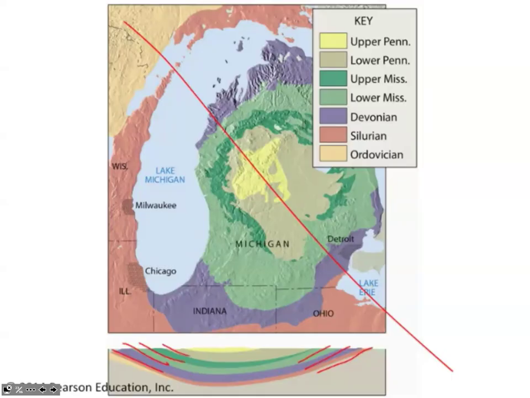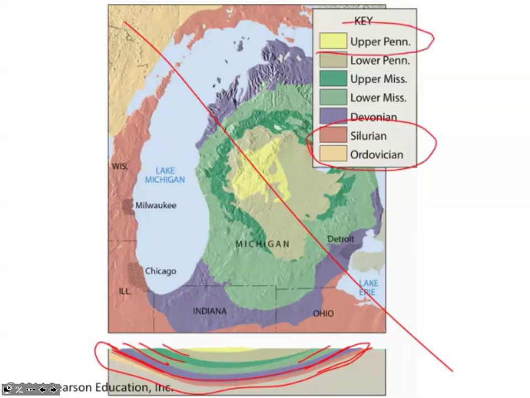And another thing you'll notice there is that means that the oldest strata, the orange and the pink colored layers, are on the outside. So those are Silurian and Ordovician in age. And the very youngest strata, in this case Upper Pennsylvanian in yellow, those are in the middle of the structural basin. So another way to tell a dome from a basin is whether or not it's got old stuff in the middle or young stuff in the middle. If it has the oldest layers in the middle, that means it's a structural dome. If it has the youngest layers in the middle, it's a structural basin.